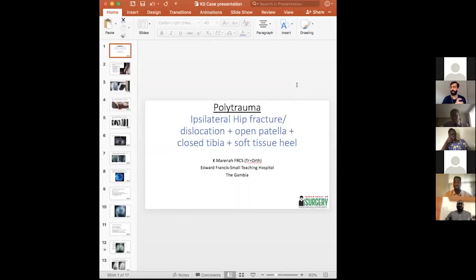Keba, very challenging case. Thank you for sharing it. Just a couple of points I wanted to clarify. The time from initial X-fix of the distal tibia up until the point where you nailed it, he was in the X-fix that entire time, or he was converted to a back slab or something like that?